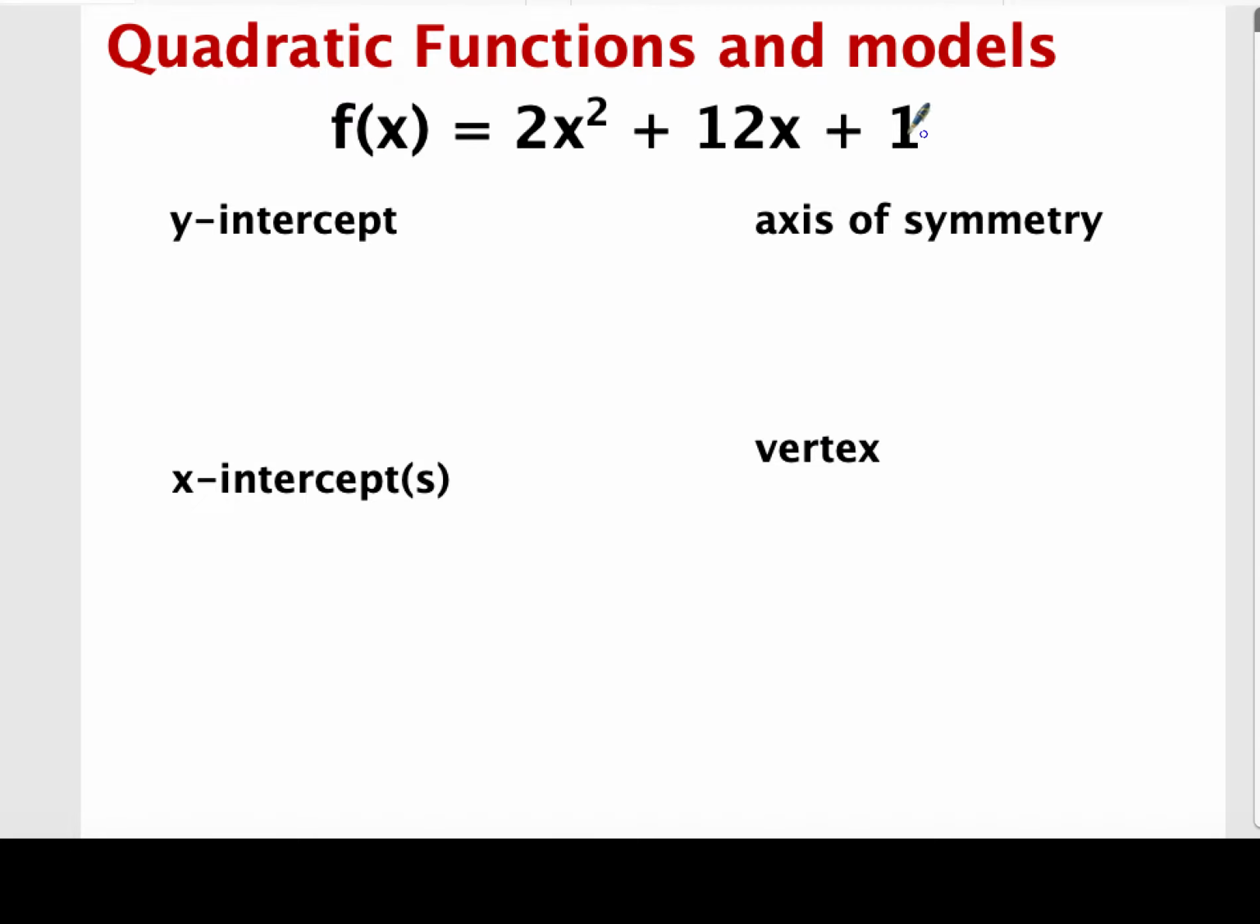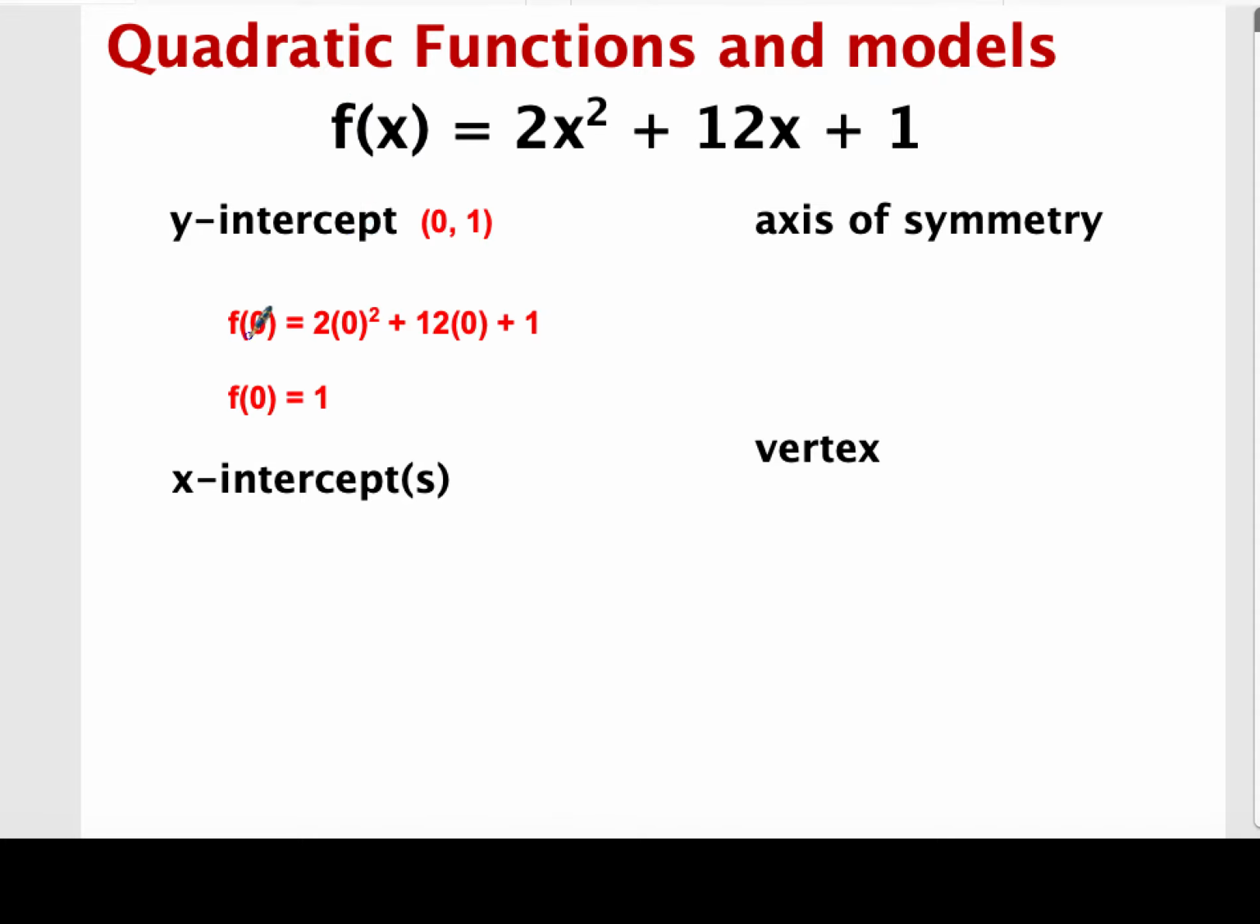Notice up top here, we just have an example function, and I've got the expanded form of it here: 2x squared plus 12x plus 1. What we want to be able to do is find these four pieces. One of the easiest points to find is the y-intercept. The y-intercept of any function is always where x equals 0. So what I would really want to find is f of 0.